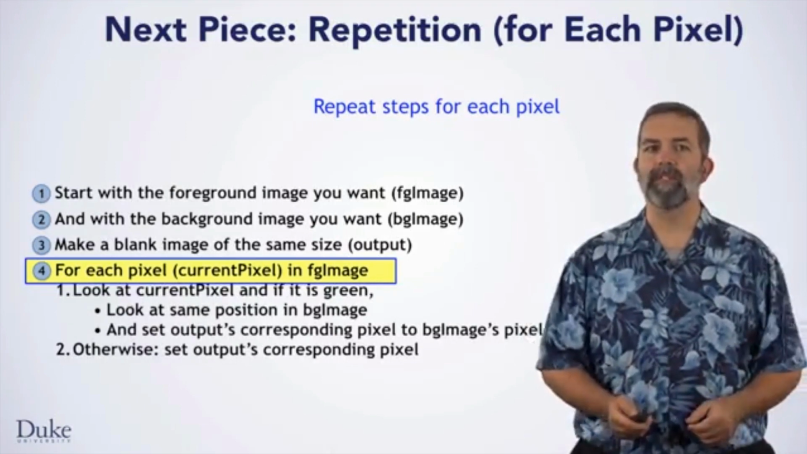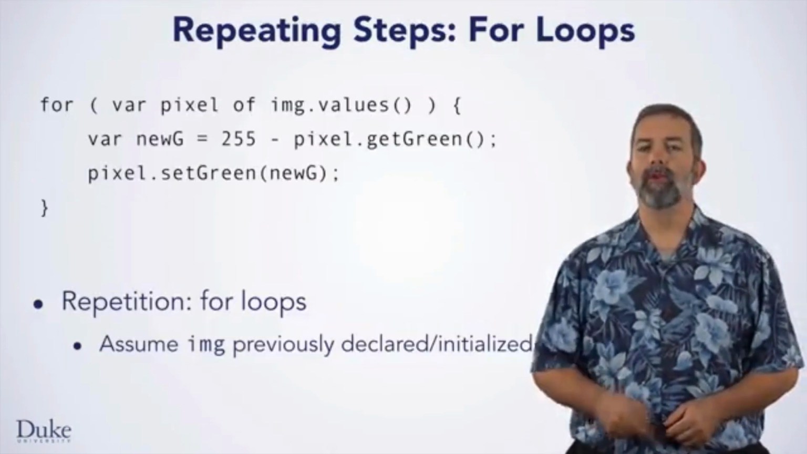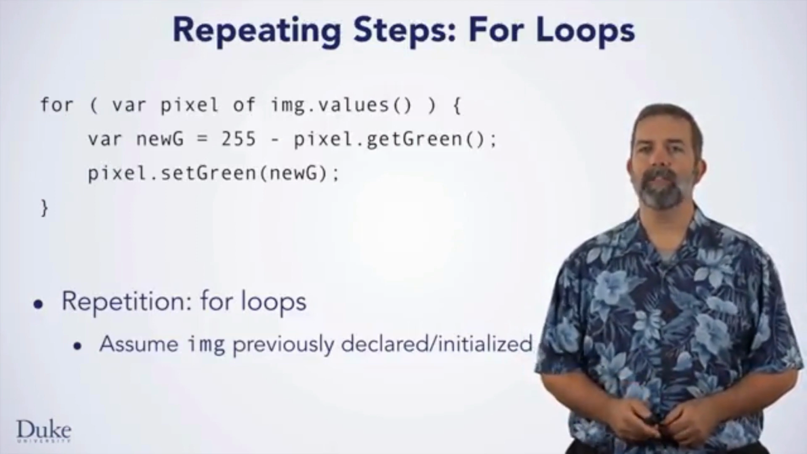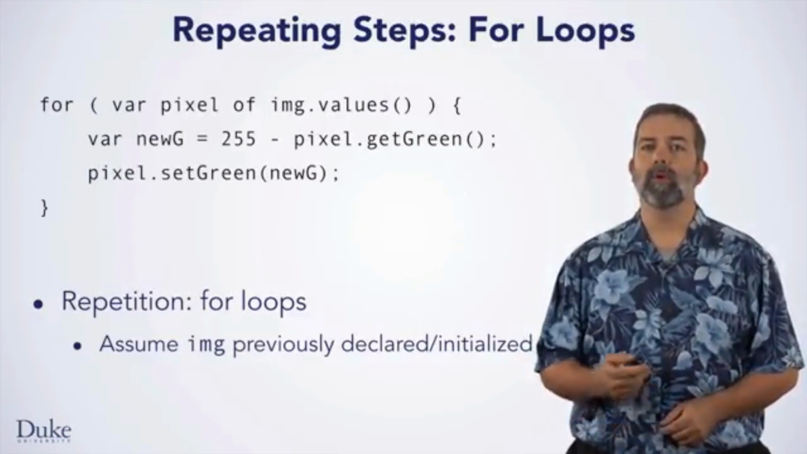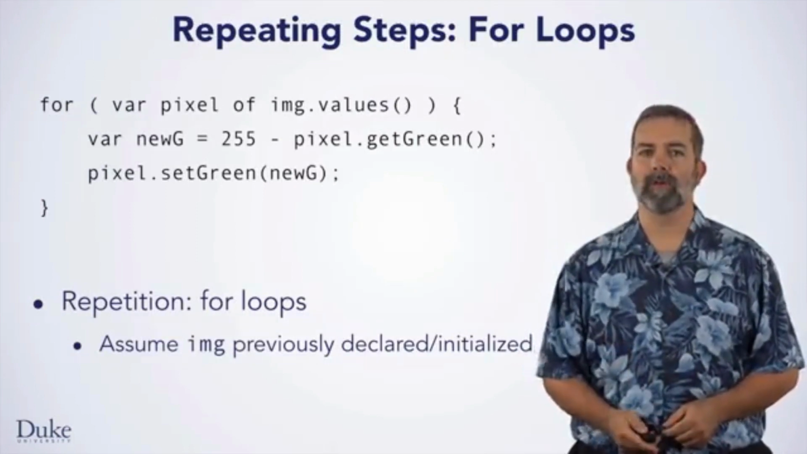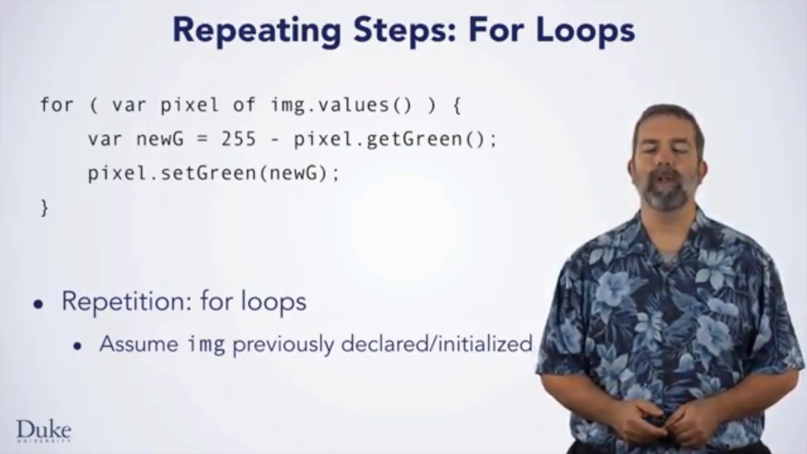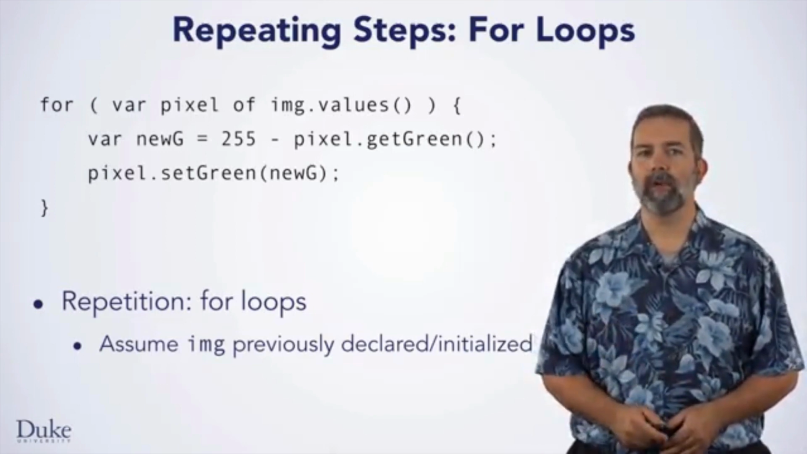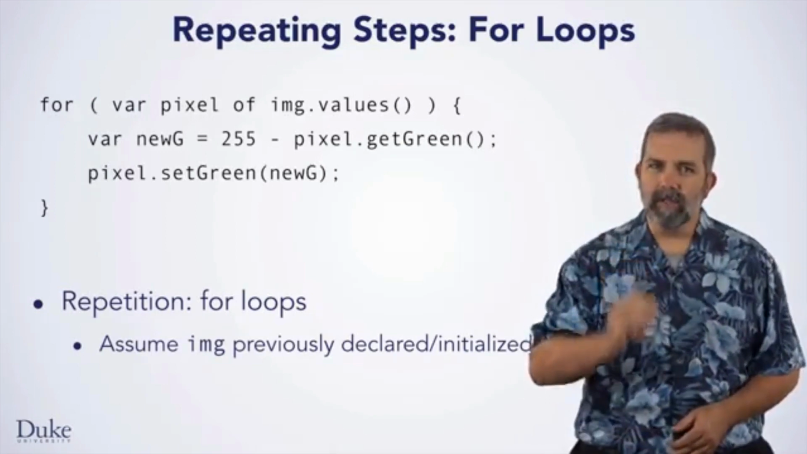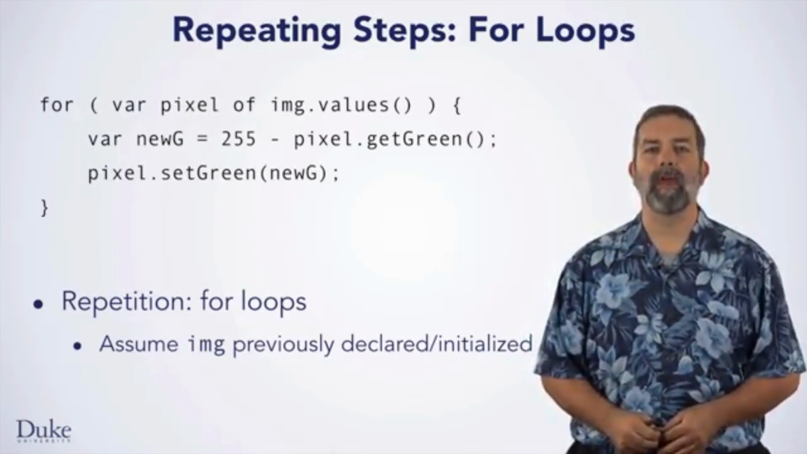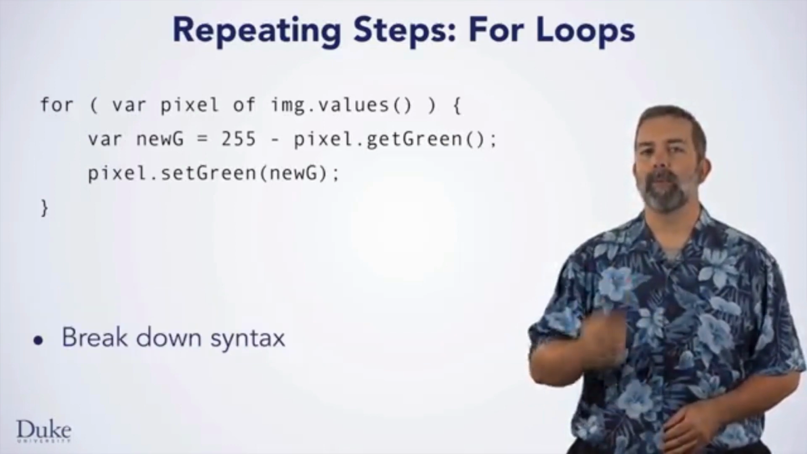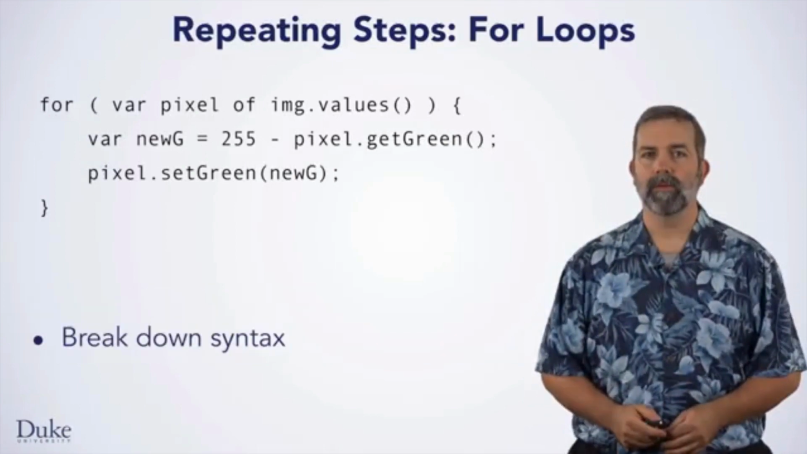So how do you write repetition down in JavaScript? You use a loop. In this case, you would use a for loop, which will repeat some steps for each pixel. You can see an example of a for loop here. Although the steps inside of it are not the ones for the green screen algorithm, you still have a few things left to learn before you can do that. Let's start by breaking down the syntax of this loop.